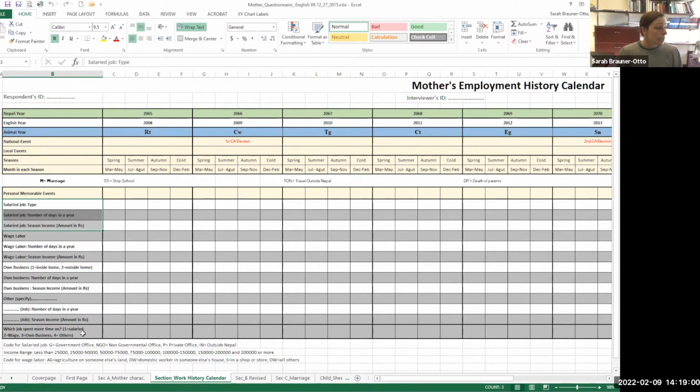We included a column at the bottom for which job did people spend more time on. It turns out that very rarely were women working in more than one type of job. So this information, it was important to know, but it was a very rare event.